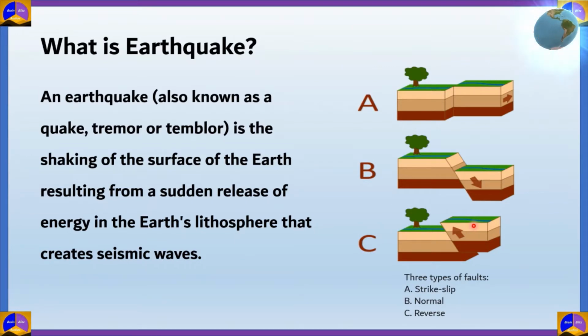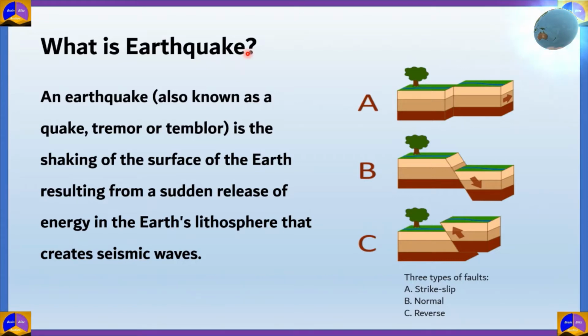So first of all, what is an earthquake? An earthquake, which is also called a tremor, is the shaking of the surface of the earth resulting from a sudden release of energy in the earth's crust, that is the lithosphere. When the earth's crust starts to move, it creates waves which release energy, and this energy release shakes the earth, and the shaking causes much of the infrastructure that we have to fall down and get destroyed. So earthquakes usually occur at faults.